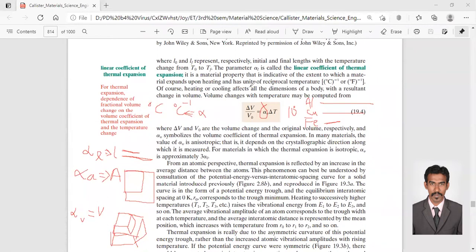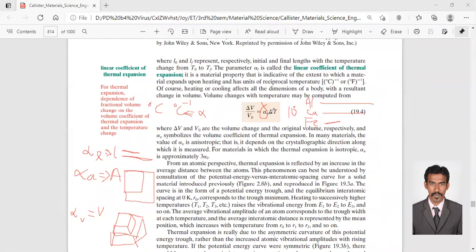Of course, heating or cooling affects all the dimensions of a body with a resultant change in volume. Volume changes with temperature may be computed from delta V upon V naught is equal to alpha V into delta T. In a similar way to linear, where delta L upon L naught is equal to alpha L into delta T, that is the linear expansion coefficient, the linear change in the length. Here when it comes to volume, you just replace all the L with V. So delta V upon V naught will be equal to alpha V into delta T.